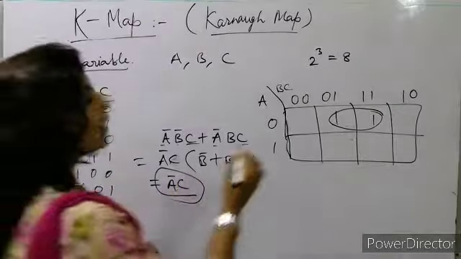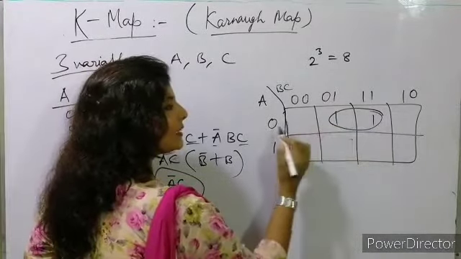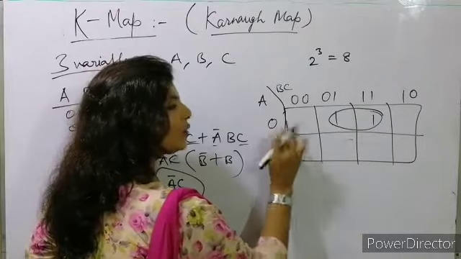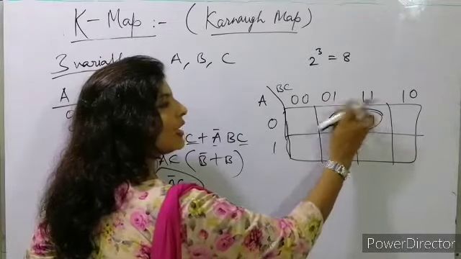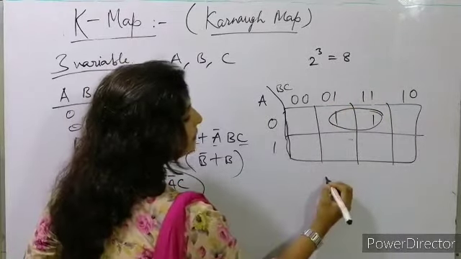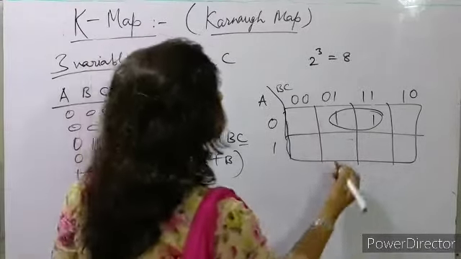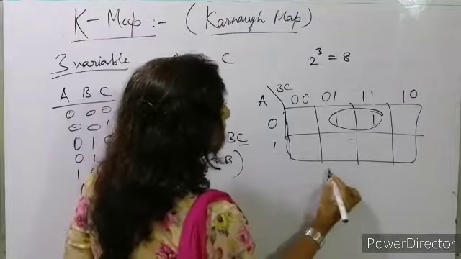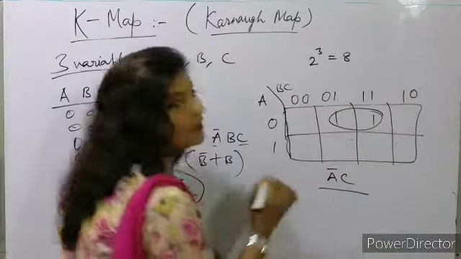How? Now when we are taking common, what are the common things? A is 0 in both, and C is 1 in both, right? So after minimizing, we'll write A bar, and the common 1 1 is C. So this will be the answer.